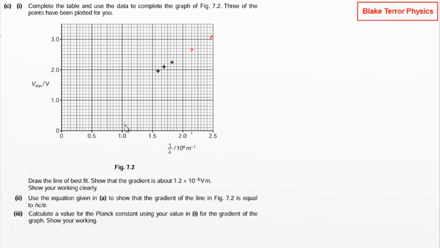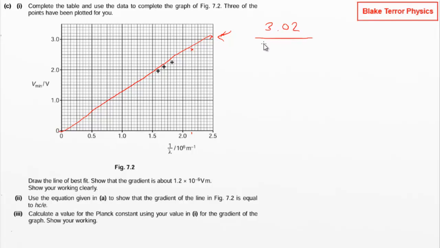Right, then we've got to draw the line of best fit. So we'll just go through the origin drawing up there. Okay, it's a bit wonky on here, but I'm trying to draw it on the screen. Show that the gradient is about 1.2 times 10 to the -6. If we're using as big a triangle as possible, I'm just going to use this last value that I put in. So what was that? 3.02, wasn't it? The V min.